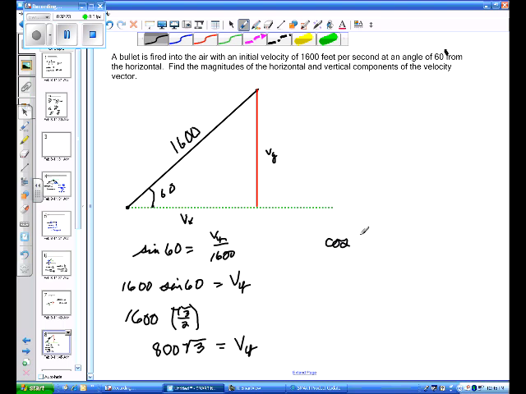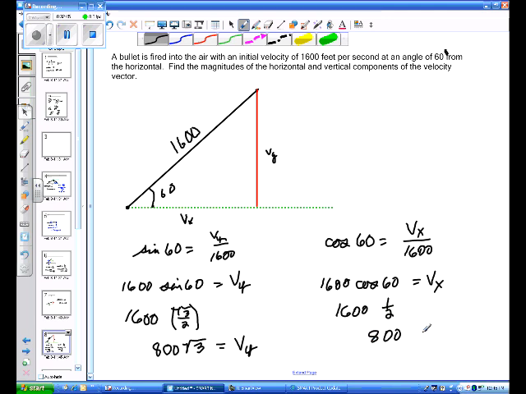The cosine of 60 would be our horizontal component over 1,600. So 1,600 times the cosine of 60 equals v sub x. Cosine of 60 is 1/2. And so 800 would be the magnitude of our horizontal. So basically, it's changing at a rate of 800 feet per second.